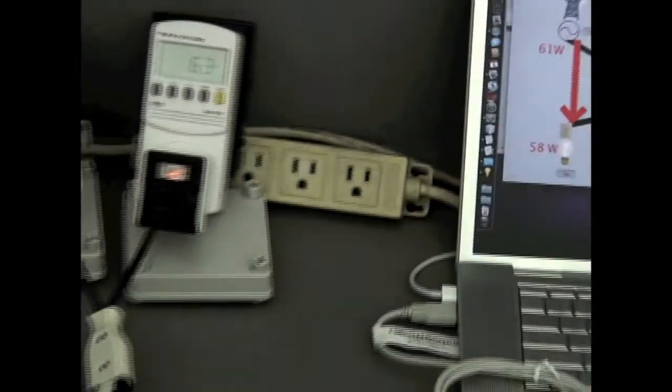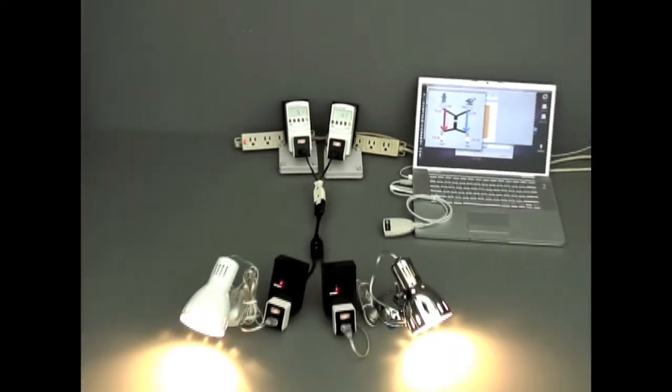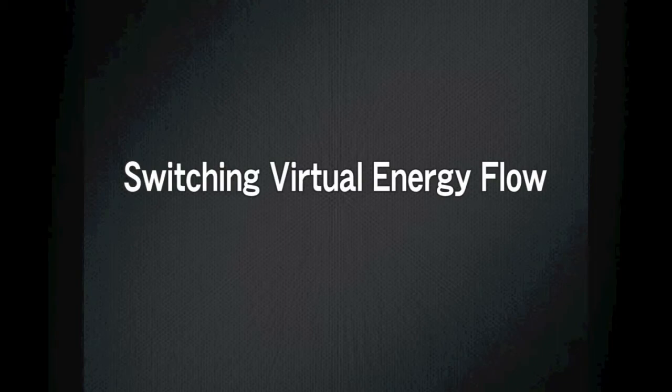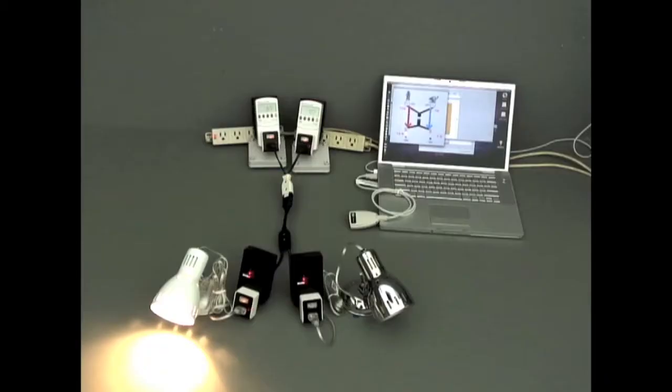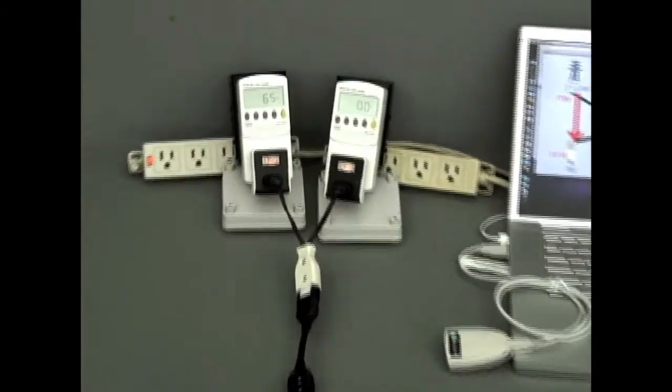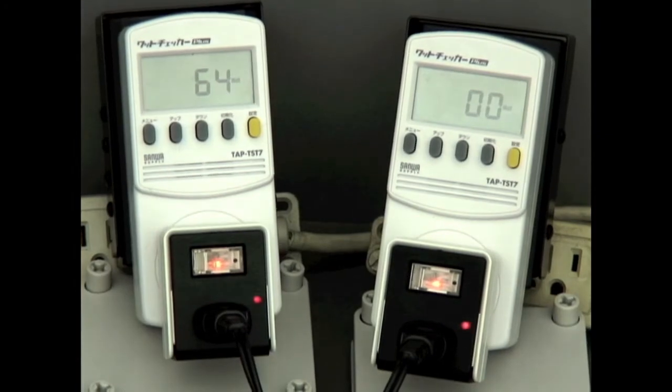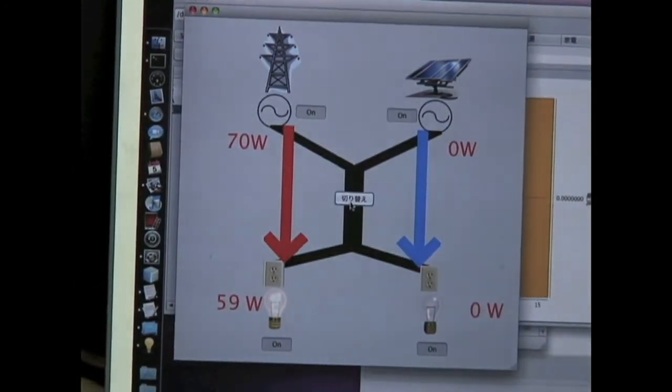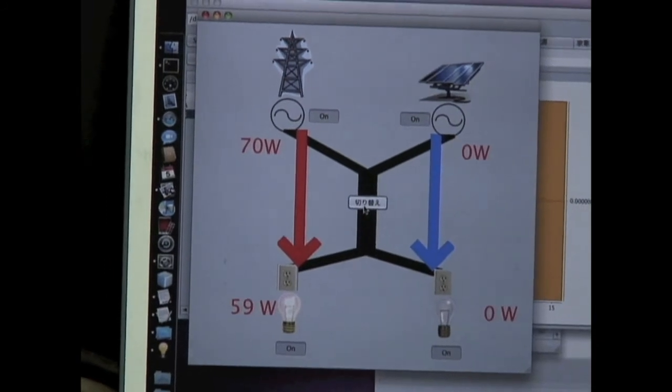Such energy flows are virtual and can be switched easily. Here, only the left load is on. In this situation, only the left power source supplies electricity. Only the red energy flow supplies electricity.